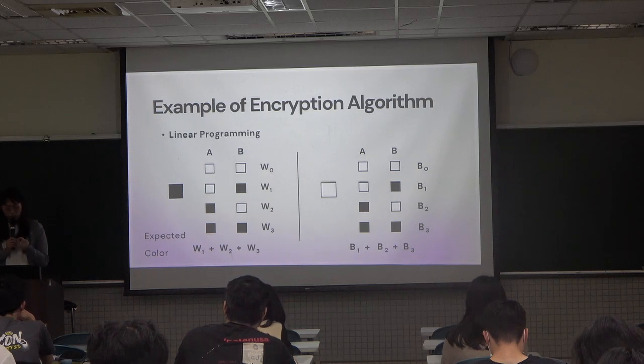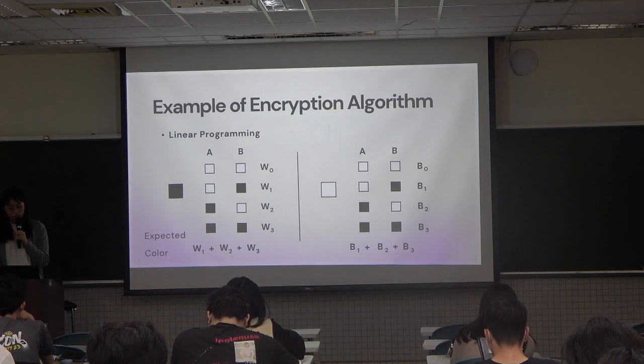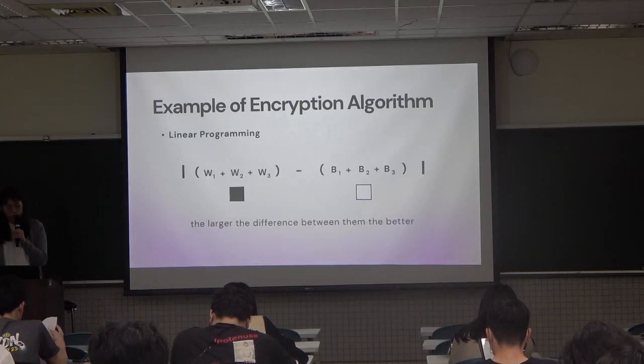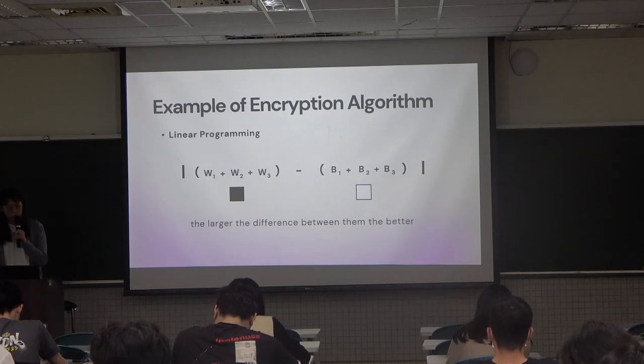If we stack the shares that A and B get, the expected color of the black pixel will be equal to the addition of W1, W2, and W3. And the expected color of the white pixel will be equal to the addition of B1, B2, and B3. If we want to clarify the color distinction of the stacked shares, the bigger the difference between the black expected color and the white expected color, the better.